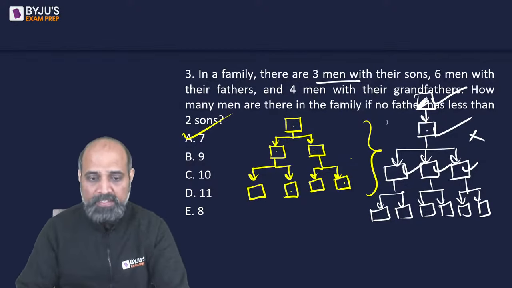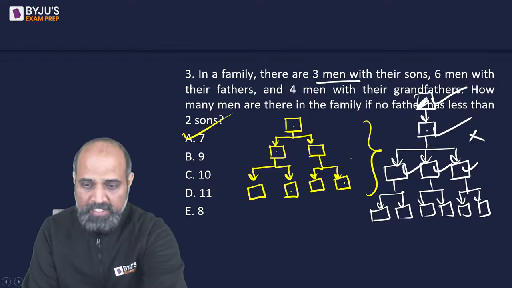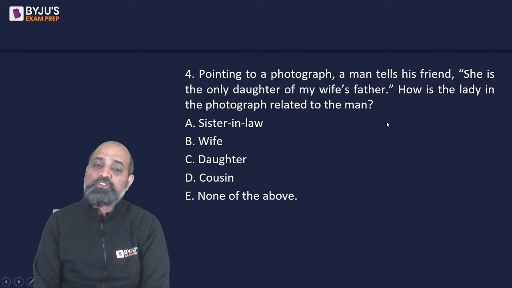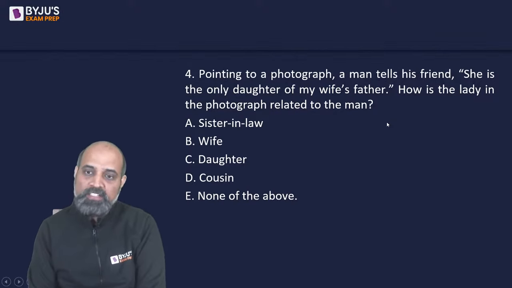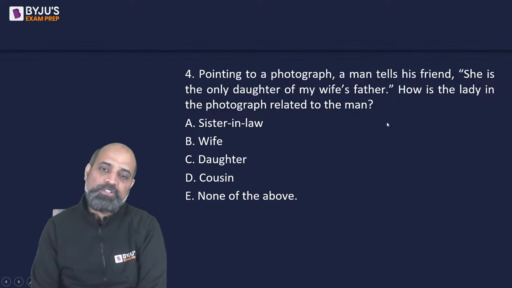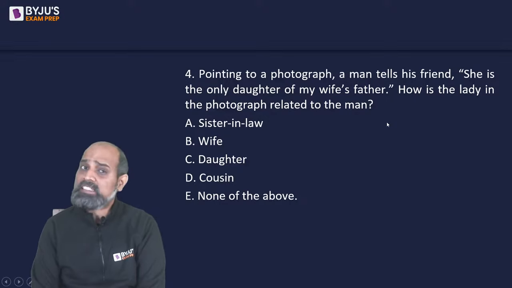Option A. Okay, let's try the next one. Pointing to a photograph, a man tells his friend, she is the only daughter of my wife's father. How is the lady in the photograph related to the man? It's a relatively easy question, right?